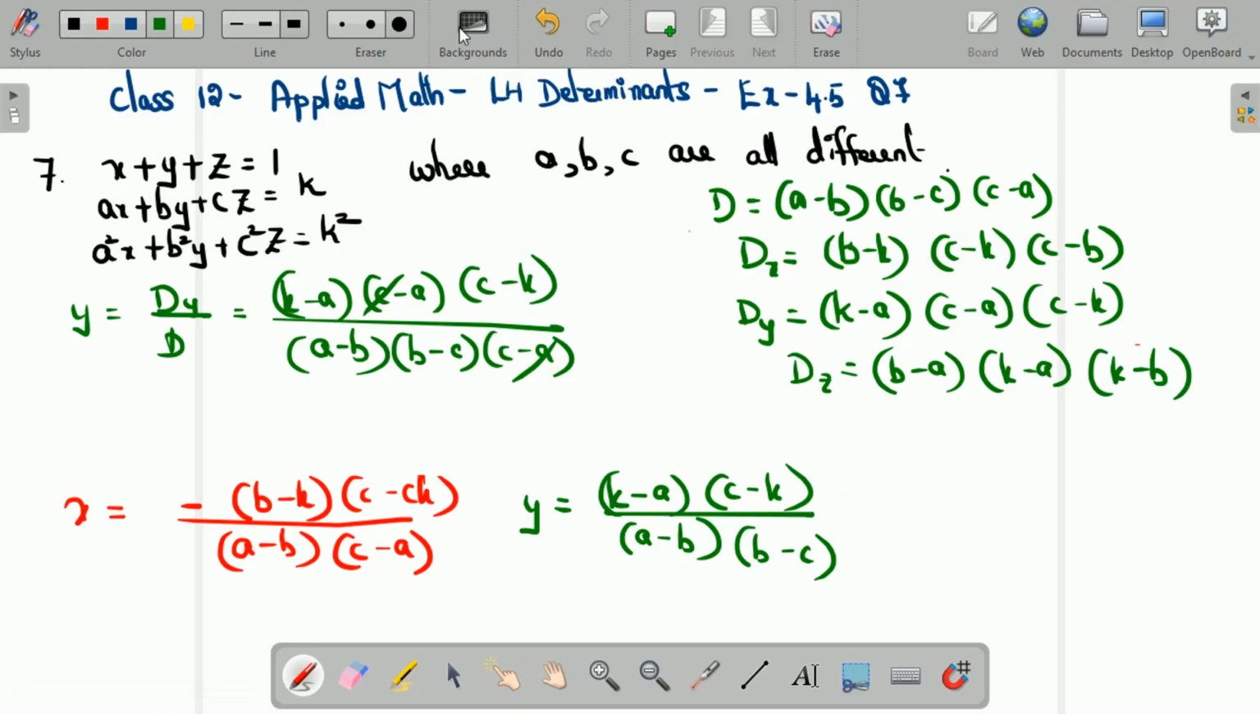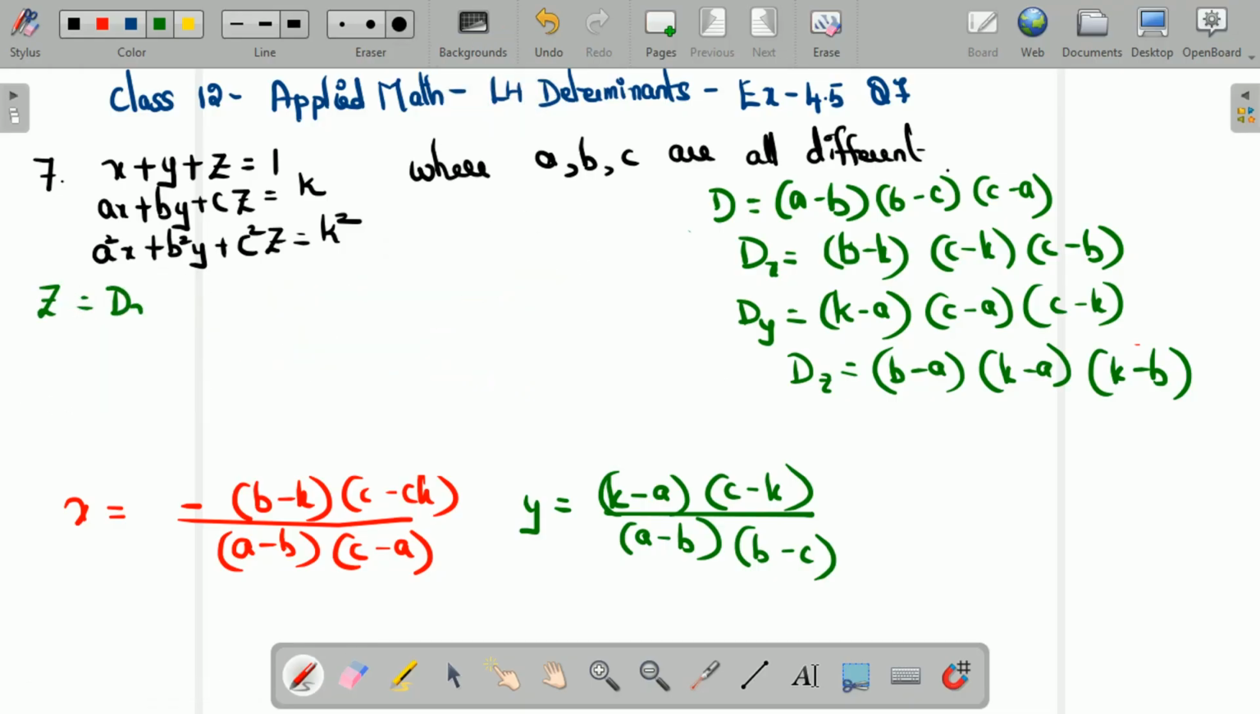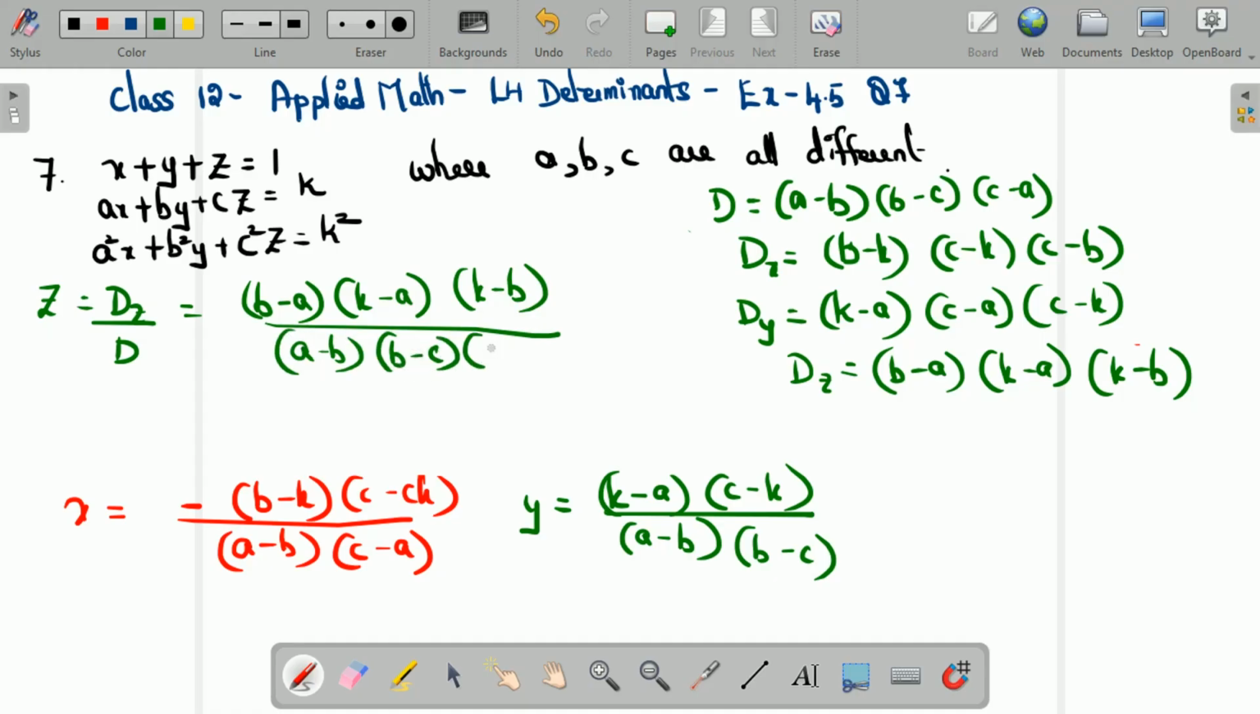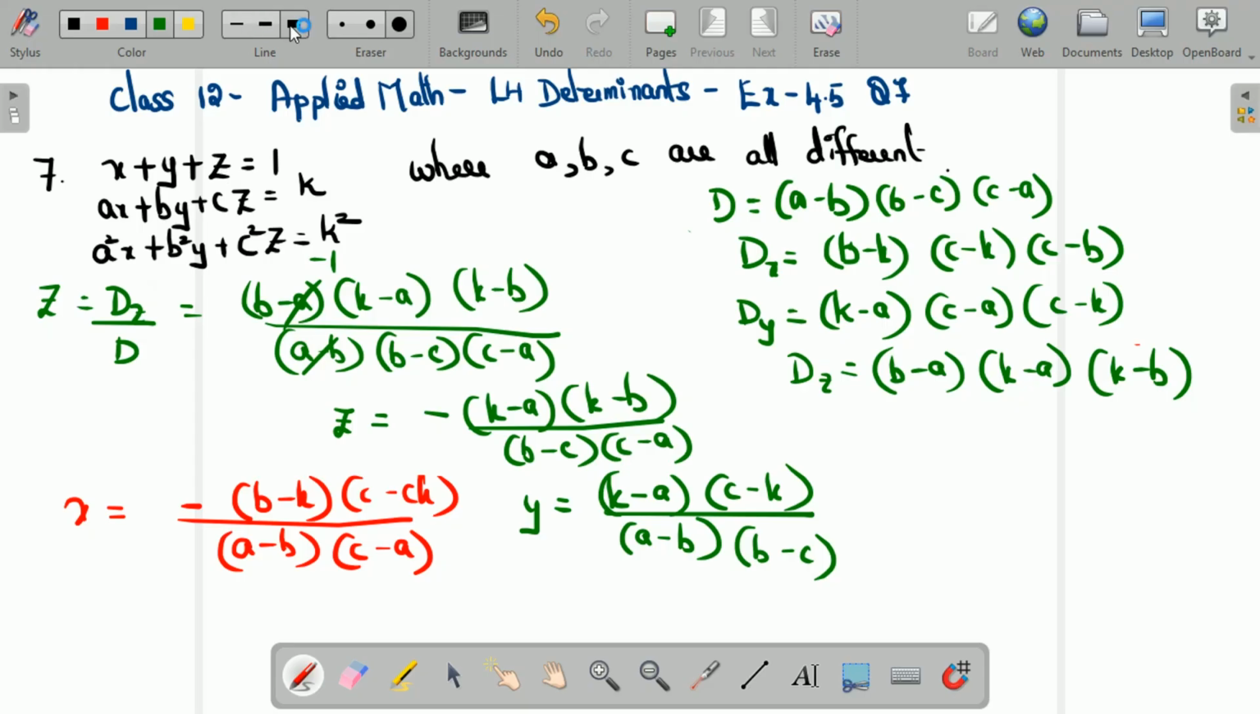Now let's calculate the z value. It is equal to dz by d. In this case it's b minus a into k minus a into k minus b, the whole thing divided by a minus b into b minus c into c minus a. B minus a and a minus b cancel, and you get minus 1. So z is going to be minus of k minus a into k minus b, the whole thing divided by b minus c into c minus a. So this is the value of x, y and z in each of these cases.